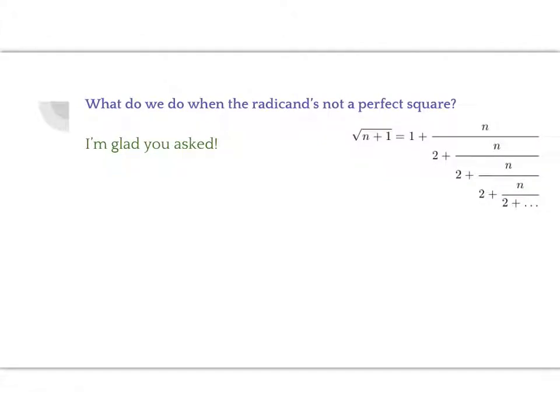What do we do when the radicand is not a perfect square? Well, what's a radicand, you might ask? The radicand is the part inside of the square root. Anything underneath a radical.